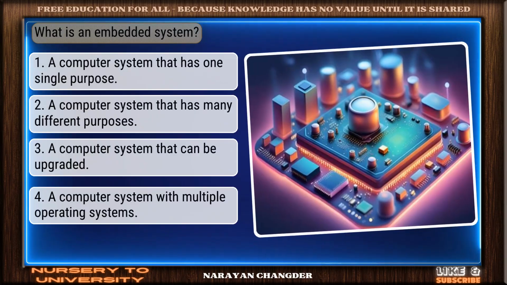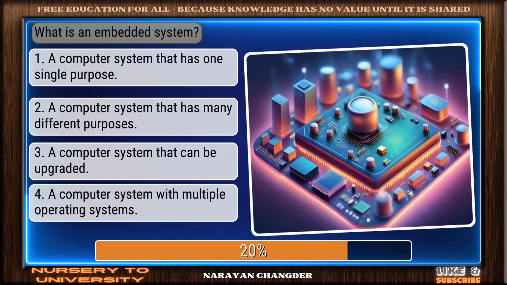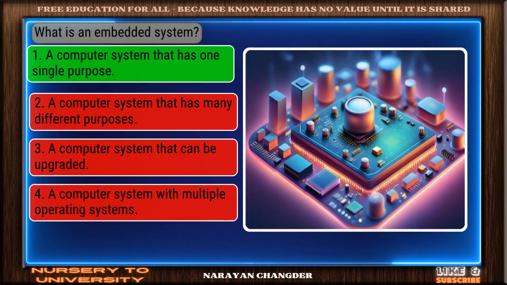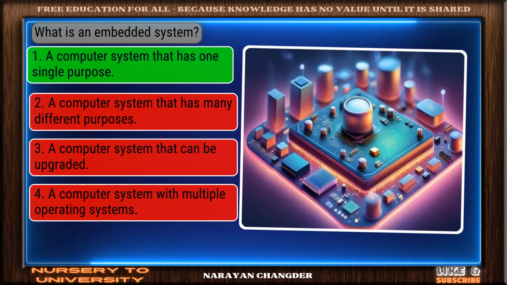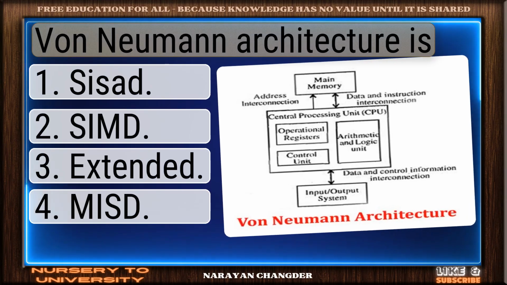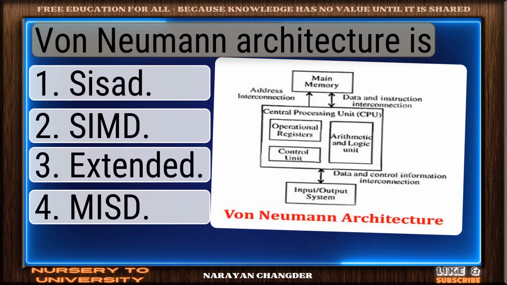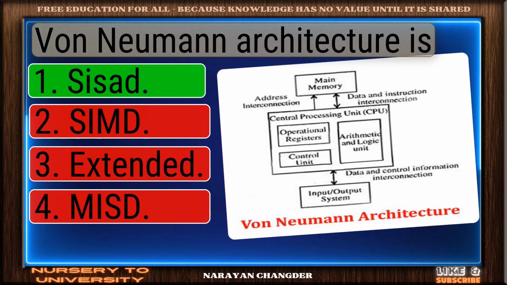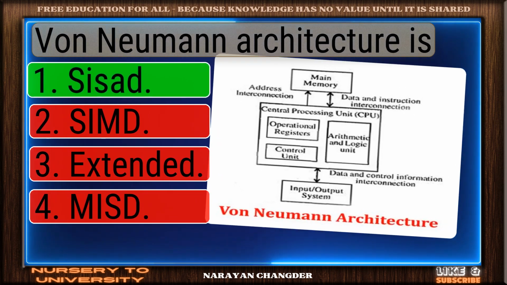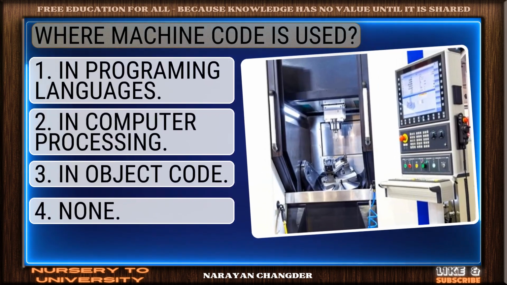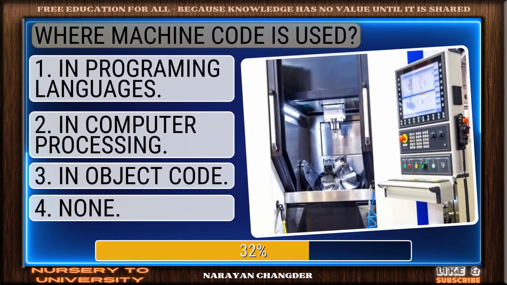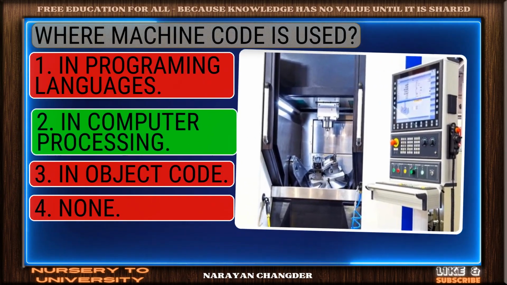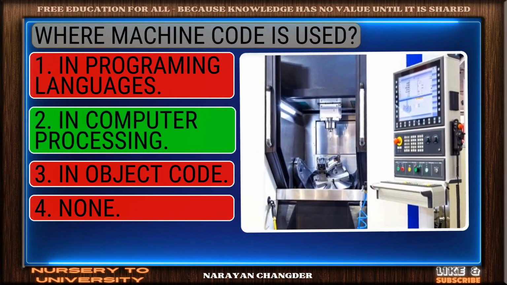Question number 67. What is an embedded system? Good job. Your answer, a computer system that has one single purpose, works well here. Question number 68. Von Neumann architecture is? Correct. CISC is the right answer. Question number 69. Where machine code is used? Solid response. In computer processing is a valid choice.